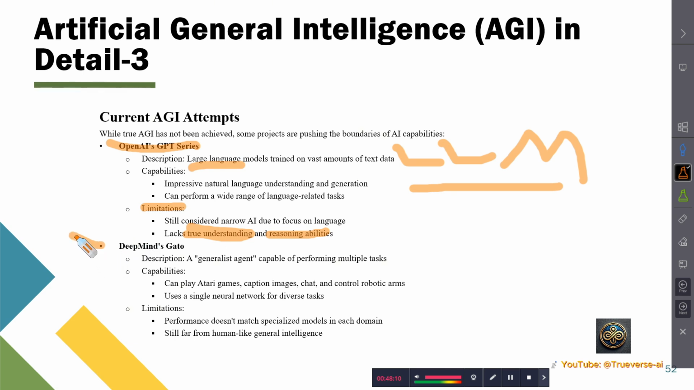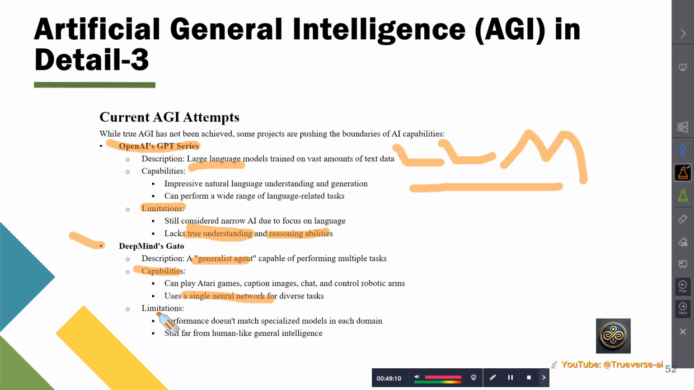So let's say DeepMind. DeepMind's Gato is also designed as a generalist agent, so it can perform multiple tasks across different domains. Unlike most AI systems, which are highly specialized, this is a little bit better situation. Capabilities: it can play Atari games, caption images, engage in chat, even control a robotic arm. It uses a single neural network for these diverse tasks, marking a significant step toward generalization. So, DeepMind's Gato is a little closer to AGI.